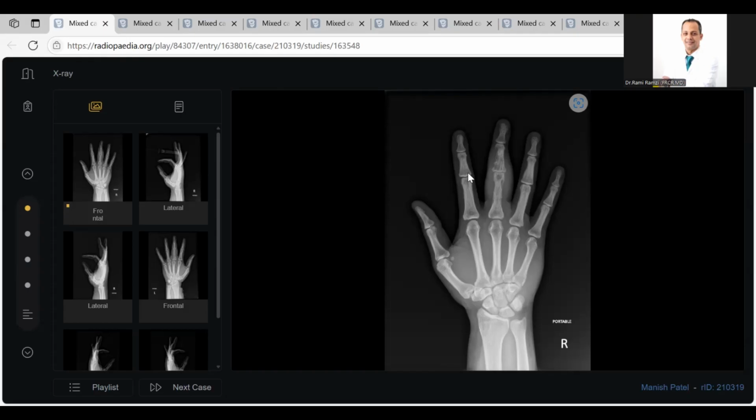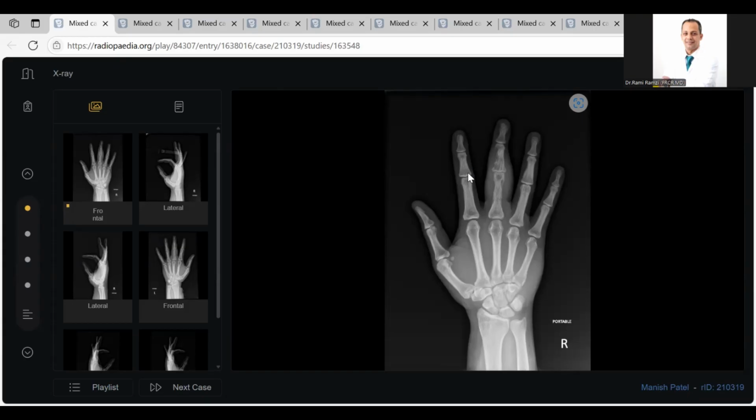I can appreciate there are multiple erosive changes identified along the second and third digit. It's involving the proximal, middle, and distal phalanx with some trabecular reticulation, a lace-like pattern. There is also soft tissue swelling along the digit, which gives a sausage shape sign.